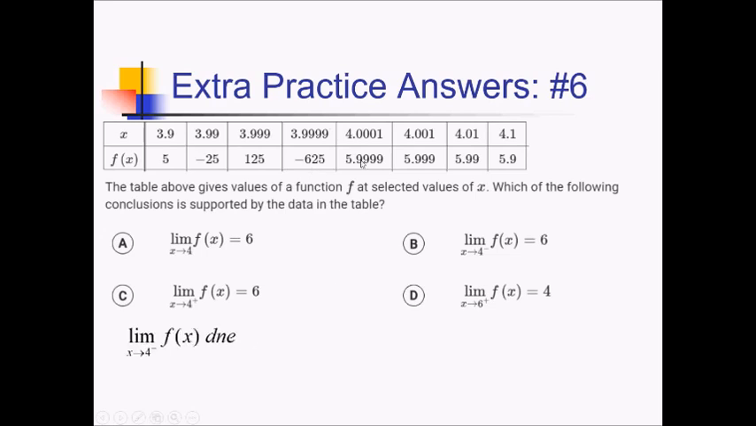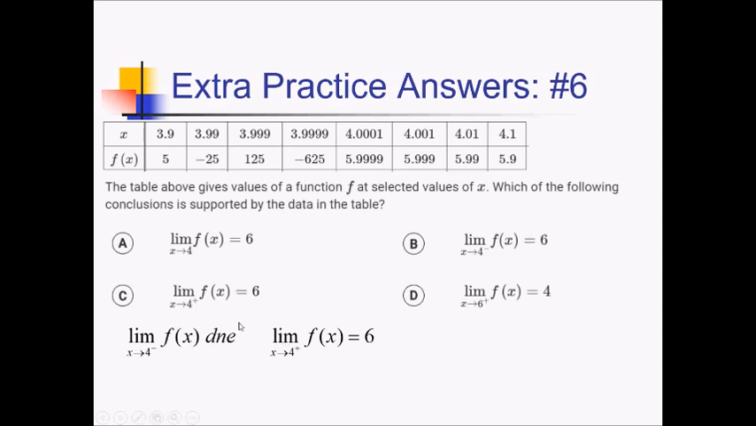Now, as we approach 4 from the right side, coming at these values like 4.1, 4.01, getting closer and closer, it looks like the y values are getting closer and closer to 6. So we could say that the limit, at least based on what we see in the table here, has a value of 6 as x approaches 4 from the right side.